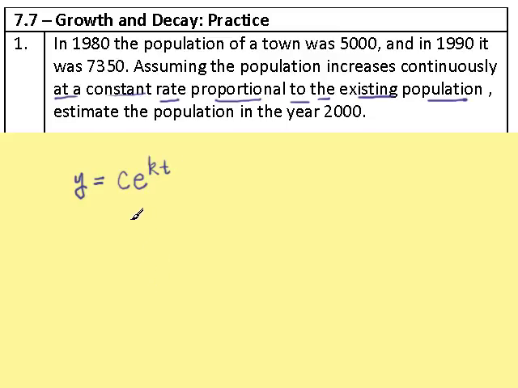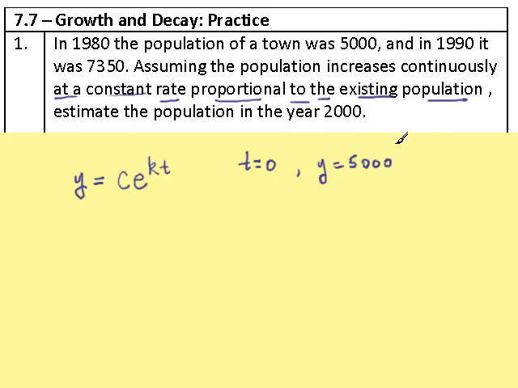And we're going to use the information that we were given to figure out c and k. All right, let's look at the first piece of information. The first piece of information is that in 1980 the population of the town was 5,000. So let's assume that we are counting from 1980. So we'll say t equals 0. The initial time is 1980. So when t equals 0, the population was 5,000.